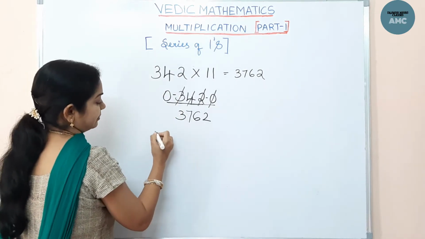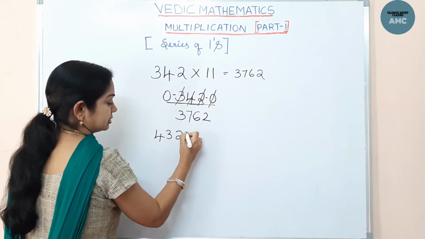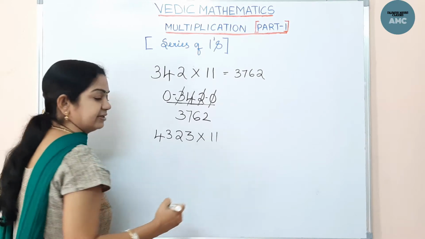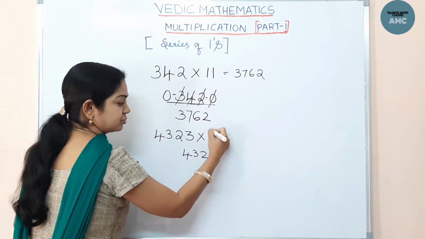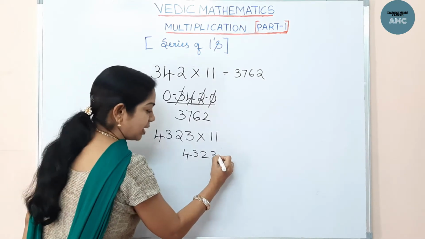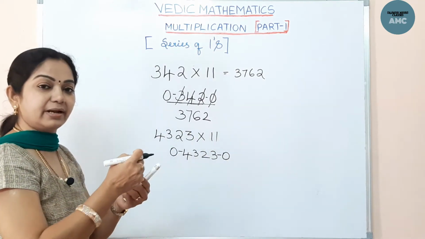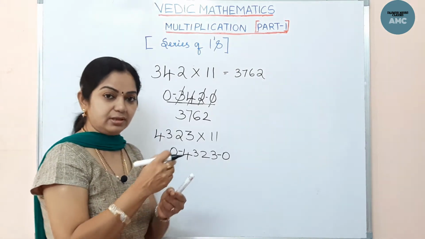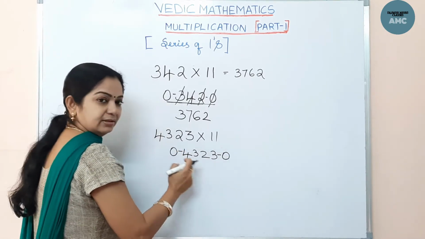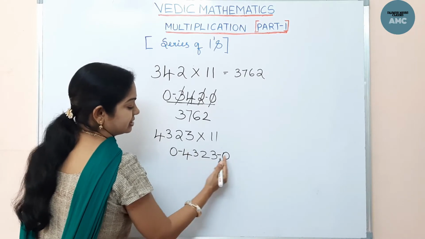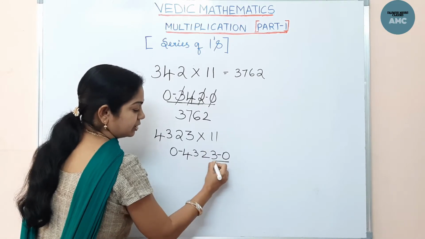Now let me take another number: 4323 into 11. Now let's start. Drop the number as it is, 4 3 2 3. Now there are 2 ones here, so reduce 1, so that comes to 1. So you have to add a 0 here and here, above and below, on both sides. Then start the additions. Because 2 ones are there, start with 2 digits at a time.